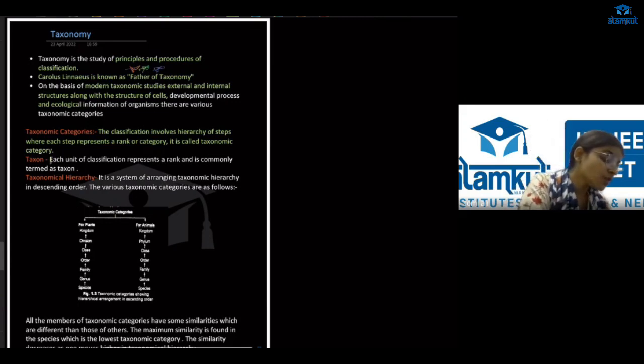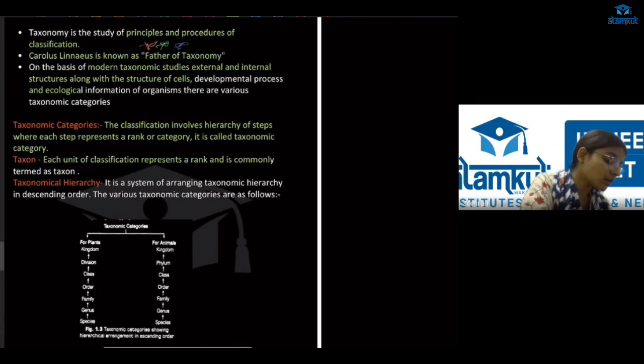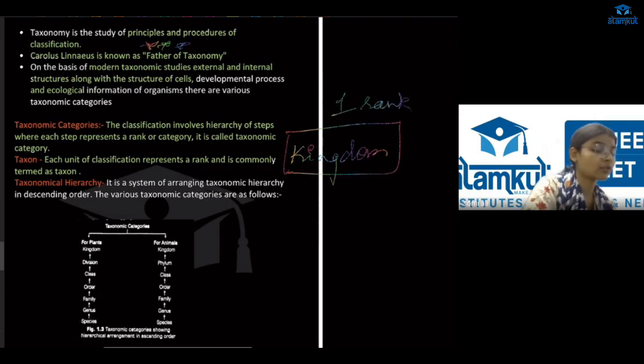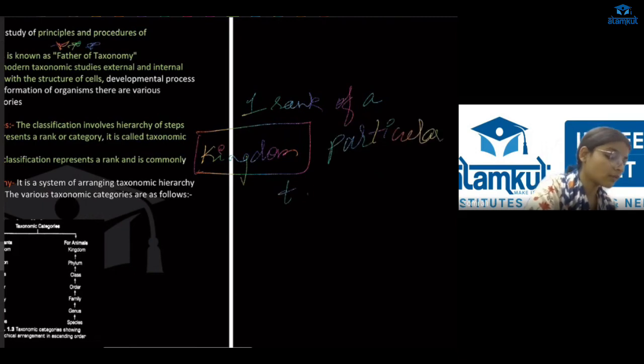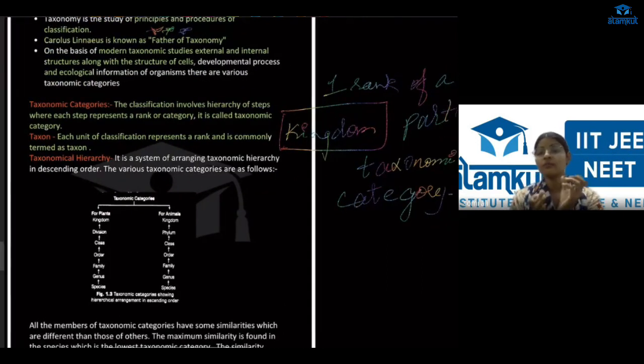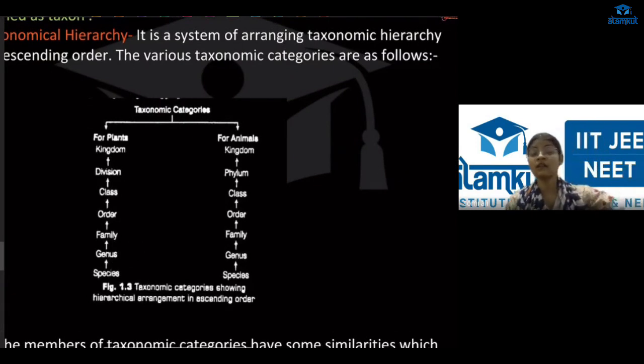Now, taxon. Each unit of classification represents a rank and is commonly termed as taxon. Means one rank. Like if I am writing kingdom, so this is one rank of a particular taxonomical category. So taxon is basically one particular unit of the whole bigger category levels. Now taxonomical hierarchy means arranging the categories in either ascending or descending order. So these are famously learned, and this taxonomical hierarchy is followed for classification of any organism on the earth.